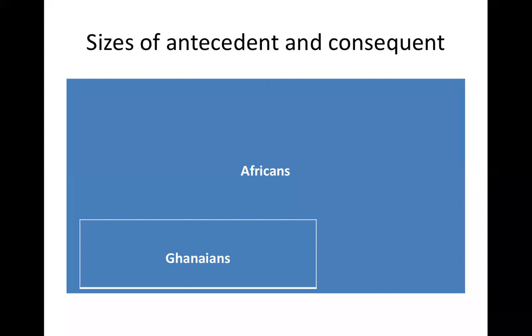So we said all Ghanaians are Africans. If all Ghanaians are Africans, then it suggests that Africans could be more than just Ghanaians. That is why we always explain that the consequent is normally a larger class of items. The consequent can accommodate more than the antecedent. When you say that the antecedent is part of the consequent, you're also saying that the consequent can accommodate much more.